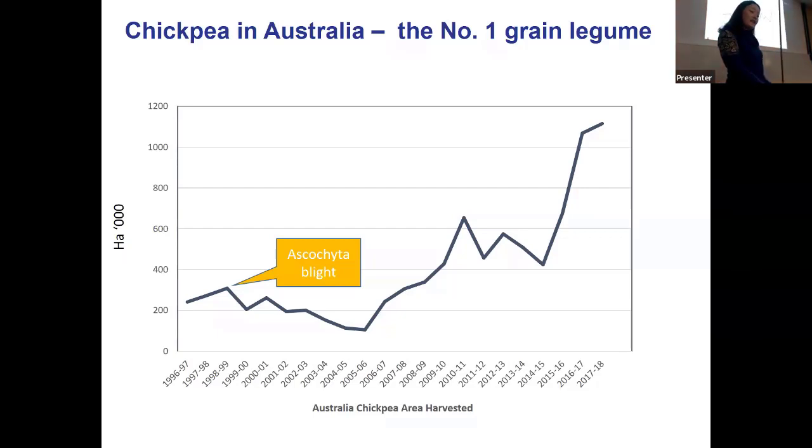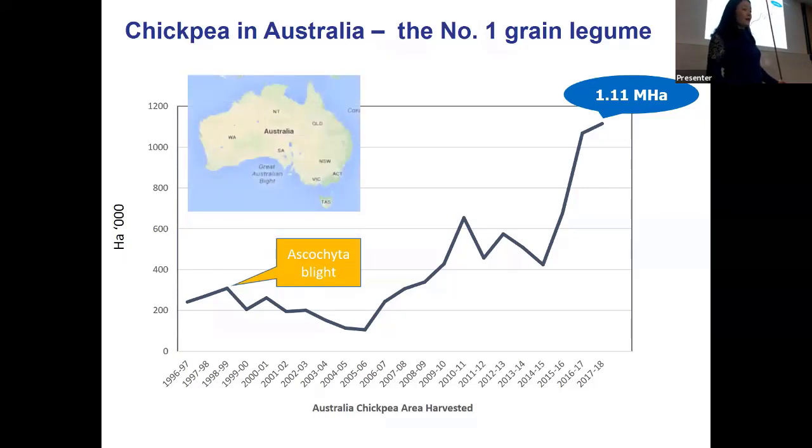Until 2017, it reached over 1.1 million hectares of production area. It became Australia's number one grain legume. Mainly it's produced in Queensland, the northern part of New South Wales, some in southern Australia, including Victoria, South Australia, and some in Western Australia.